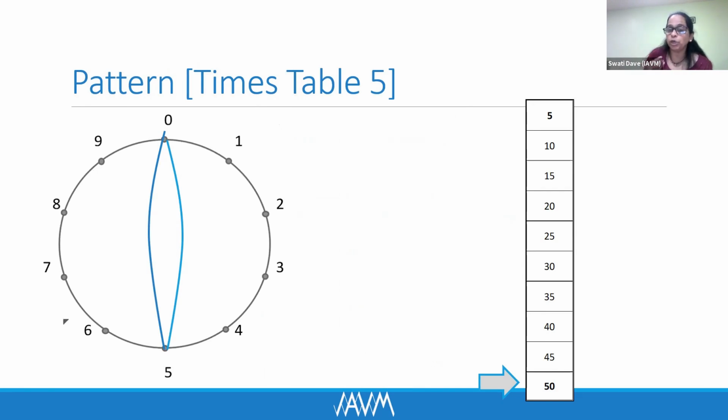And that's where we want to ask, can 5 times 6 be 31? No, because I'm only joining 5 and 0 when I do the pattern. It can never be 31. It has to be 5 or 0.